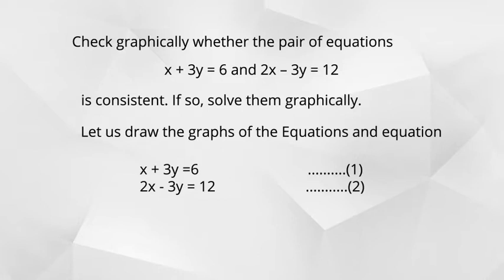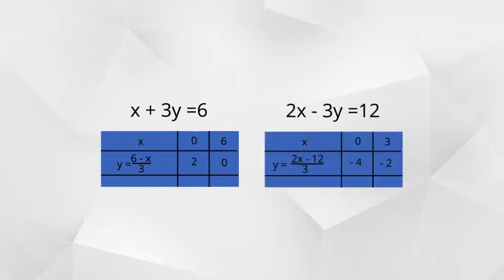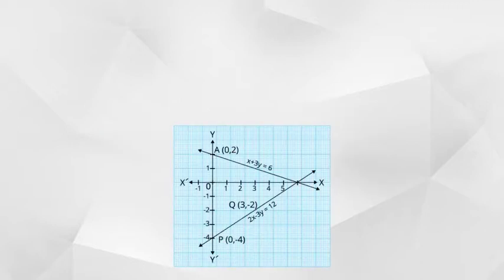Let us find the solutions for equation number 1. x equal to 0 and y equal to 2 is one solution, and x equal to 6 and y equal to 0 is the second solution for equation number 1. Now let us find the solutions for equation number 2. x equal to 0 and y equal to minus 4, and x equal to 3 and y equal to minus 2. These are the solutions for equation number 2. Let us plot these points on the graph paper and join the points to form the lines.